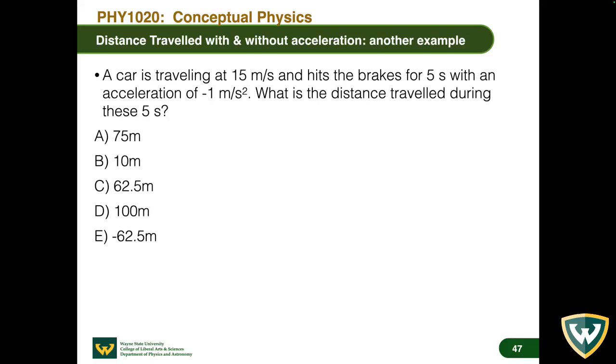And so, let's do an exercise. A car is traveling at 15 meters per second. It hits the brakes for 5 seconds with an acceleration of -1 meter per square second. The -1 means that the acceleration is in the direction opposite the velocity. So what is the distance traveled during these 5 seconds? I'll give you a few seconds to think about this, and then we solve.